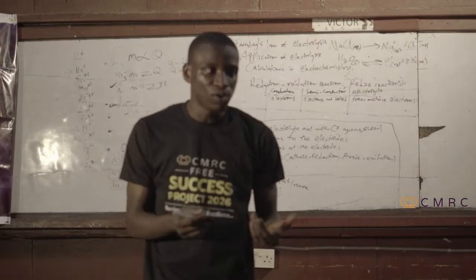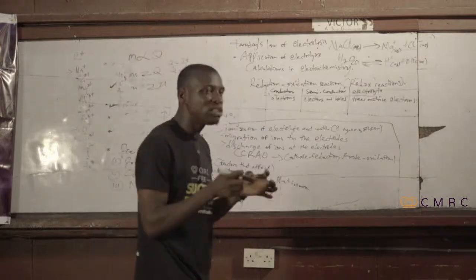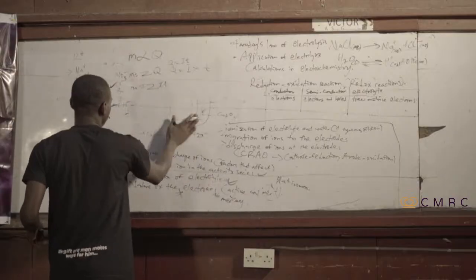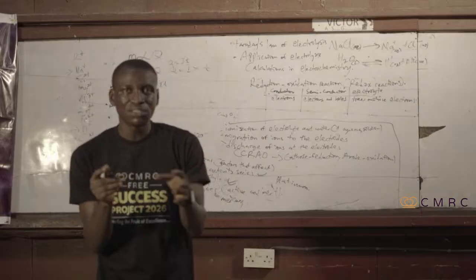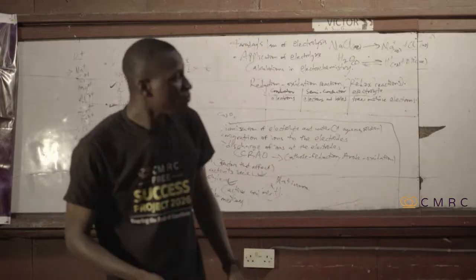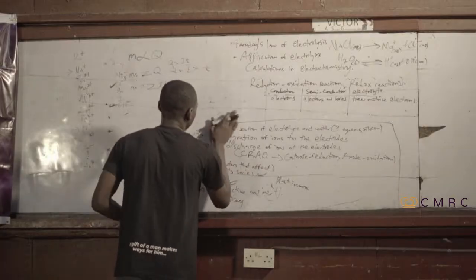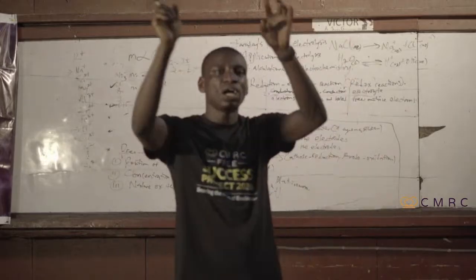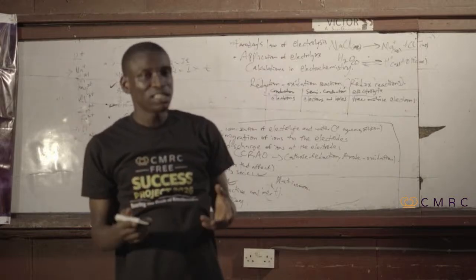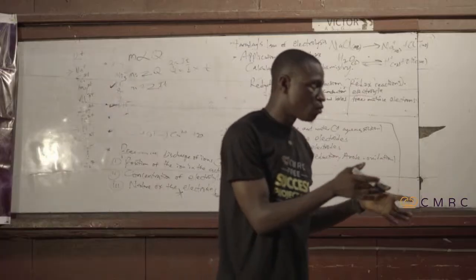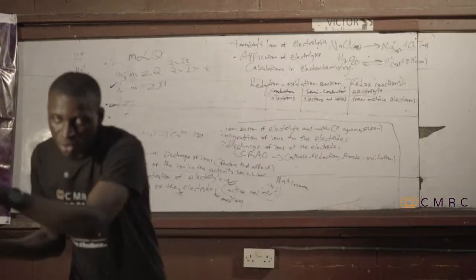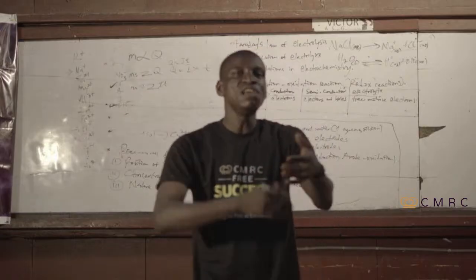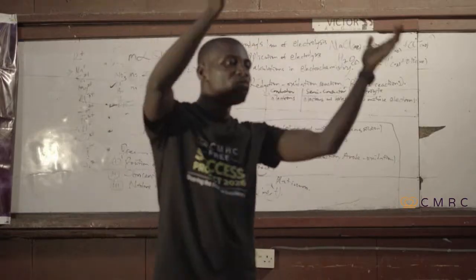Now let's go to Faraday's second law. Faraday's second law of electricity states that when the same quantity of electricity is passed through different electrolytes arranged in series, the number of moles of each substance deposited is inversely proportional to the chemical equivalent of the metals we are dealing with.